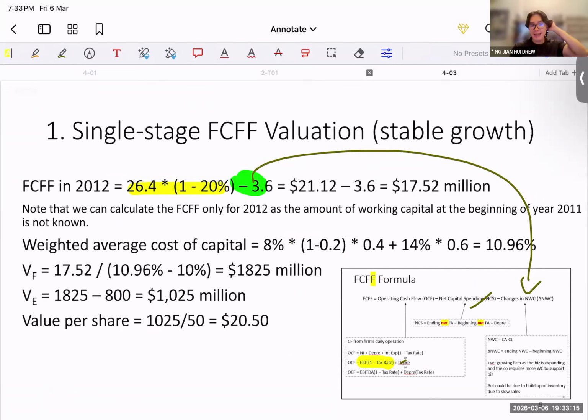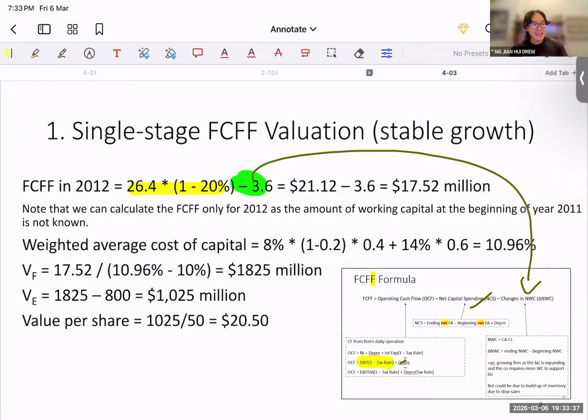So there's a small comment here that we can only calculate the FCFF for 2012 because we need to calculate the change in net working capital. And so the change is based on 2011 and 2012, to calculate the change in net working capital.